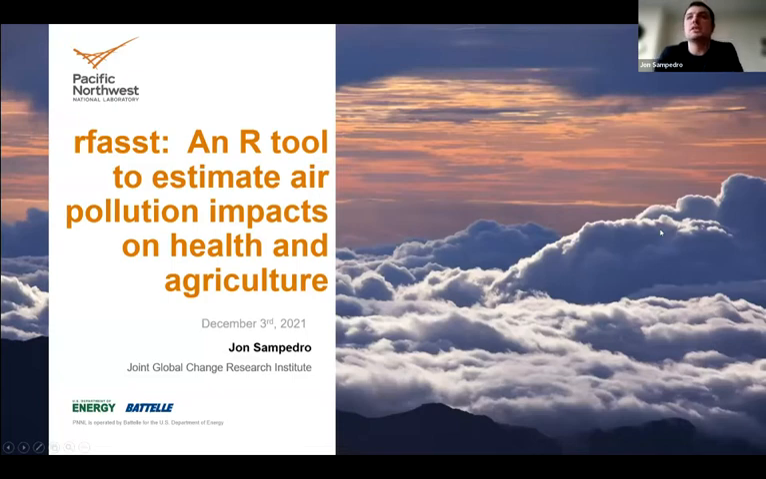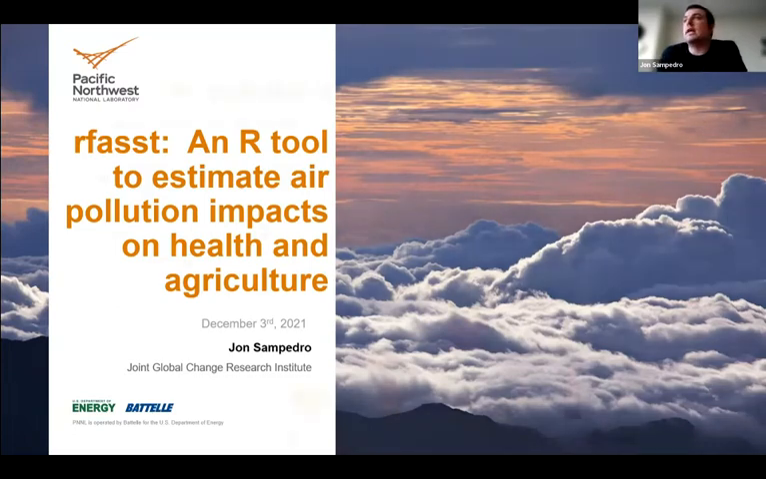Yes, so today I want to present this tool called rfasst, which is an R tool to estimate the air pollution impacts on health and agriculture. And it's a tool that we have developed here at KREY by a multidisciplinary research team, and also in collaboration with some colleagues at JRC.